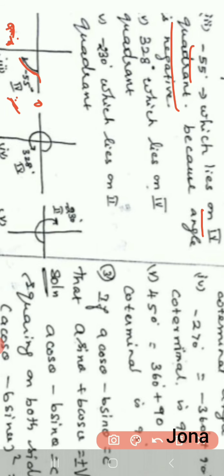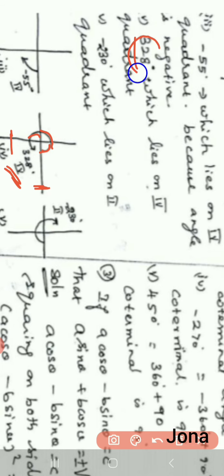Okay. And then the next problem, 328. From 0 we have to start there. 0 to 90 and then 90 to 180, 180 to 270 plus something is there. So this 328 lies between 270 and 360. So this is the fourth quadrant. So 328 lies on the fourth quadrant.